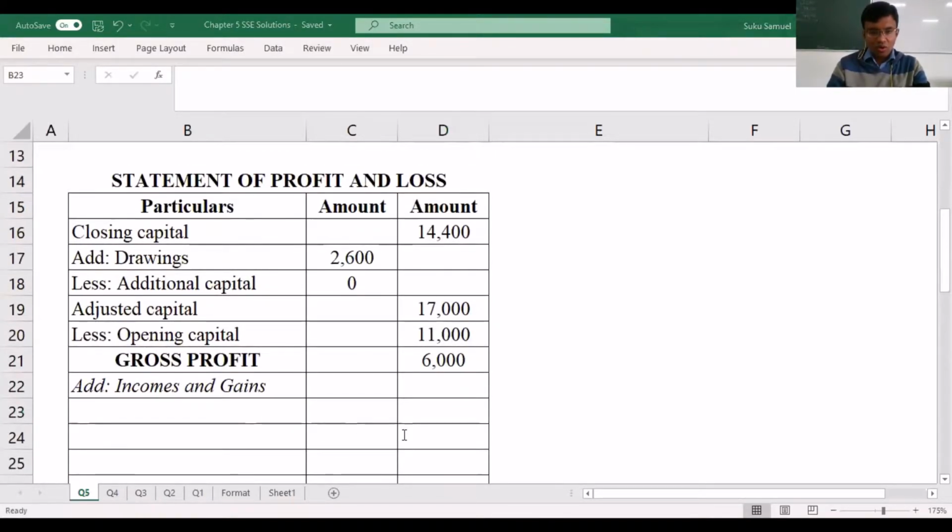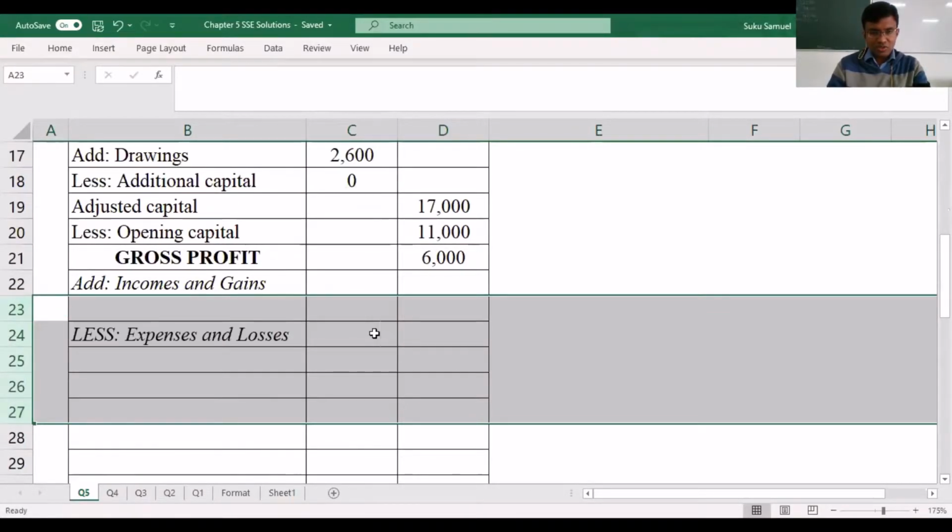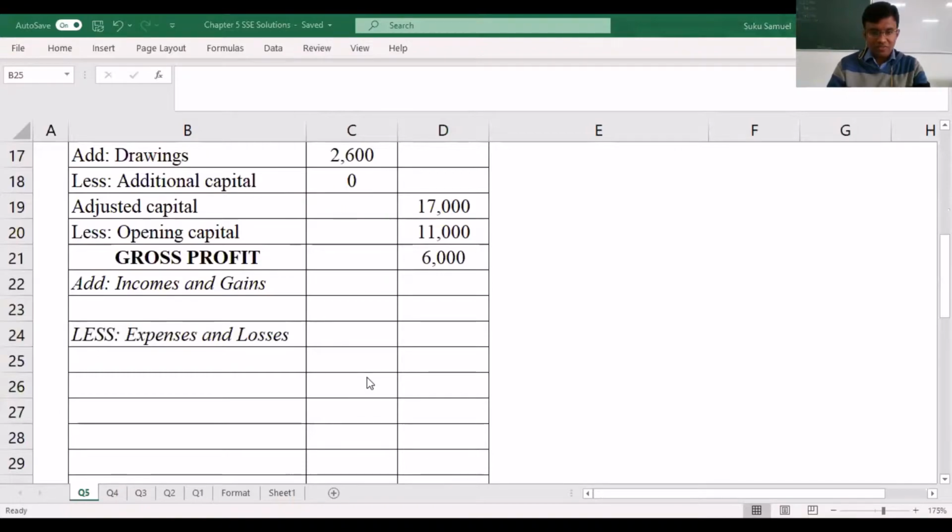Now we have to consider all the incomes and gains. In this particular question, we do not have any incomes, which means we can proceed directly to the losses. What are the losses that we have? The first loss that we have is depreciation on furniture. Depreciation on furniture is charged at 10%. But 10% of what value? 10% of 1500. So 10% of 1500 is 150. Then the next expense that we have is you have to write off rupees 300 for delivery van.